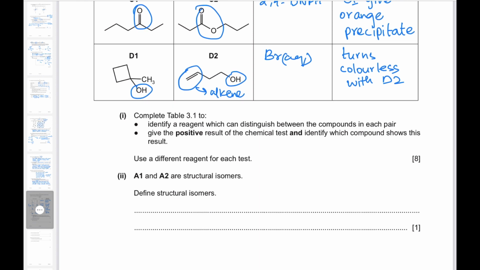Part 2, A1 and A2 are structural isomers. Define structural isomers. These are molecules with the same molecular formula, as in they have the same number of atoms of each element, and they have different structural formulas.